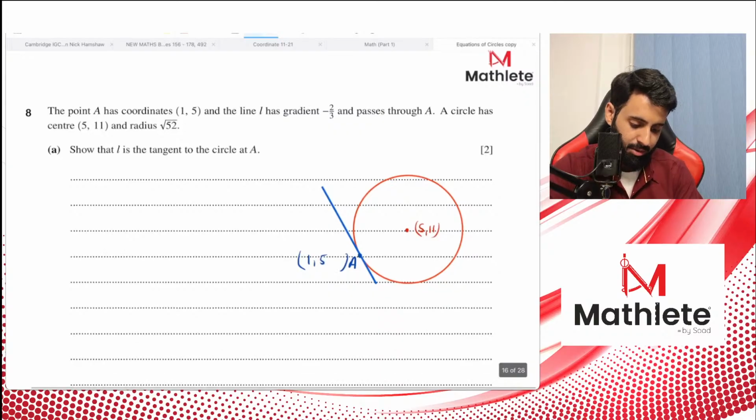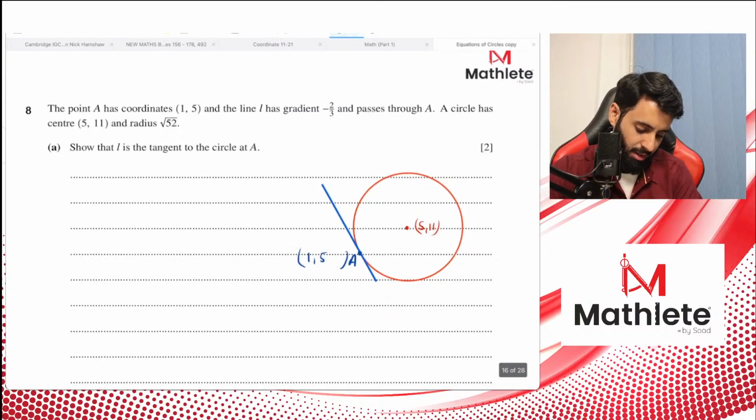Now, if I have to show that this line is tangent to the circle, it obviously has to do with the gradient. So here's what I'm going to do. The first thing I will do is find the gradient of AC, where A is the point and C is the center. So that's going to be 11 minus 5 over 5 minus 1. So 11 minus 5 is 6.